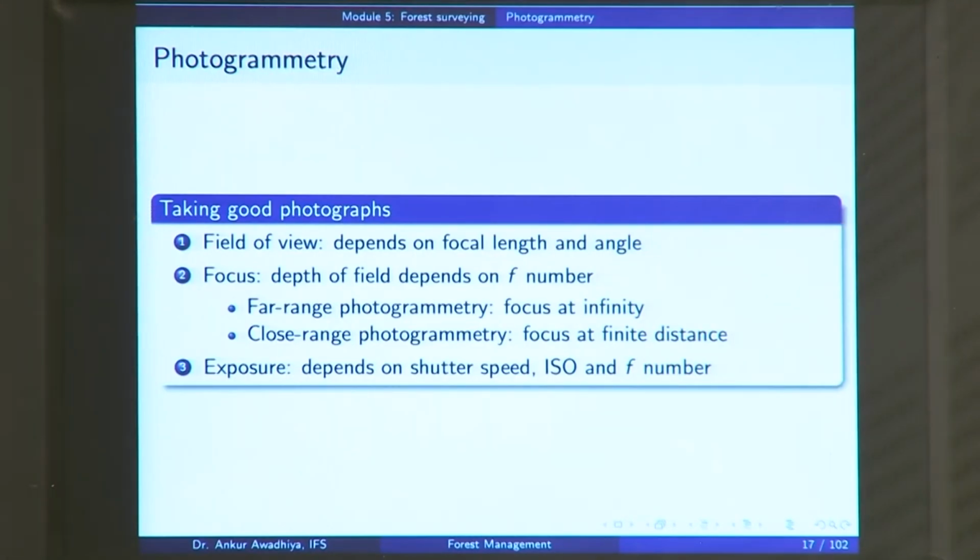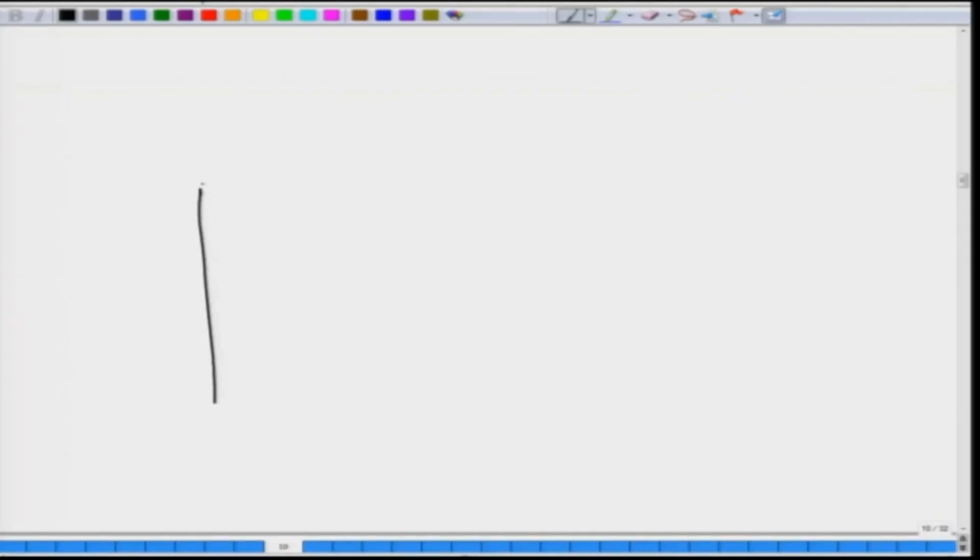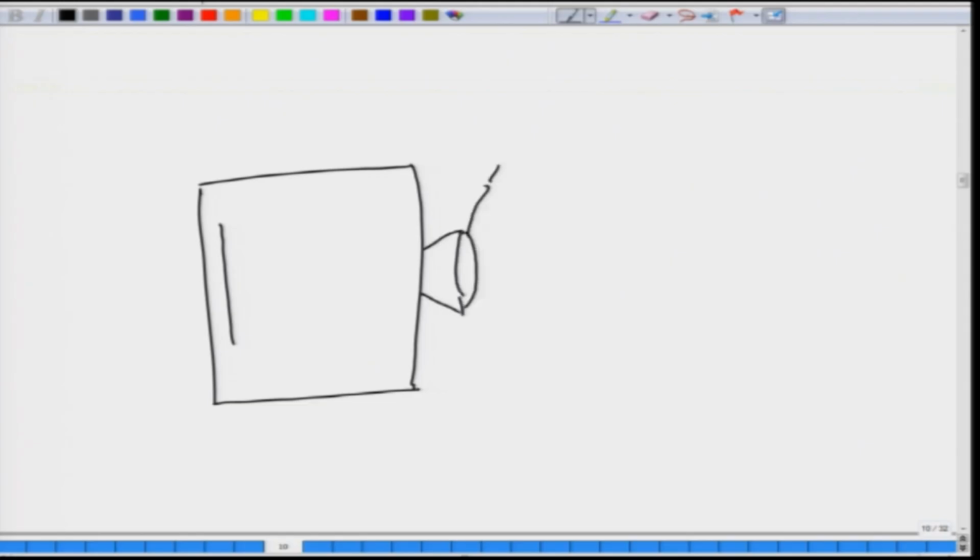Now, next when we talk about taking photographs, there are these 3 things that we need to keep in mind. So, how do you take a photograph? So, essentially you have this camera, and let us talk about an early camera. So, we are talking about a film camera, and here you have a lens, and here you have an object.